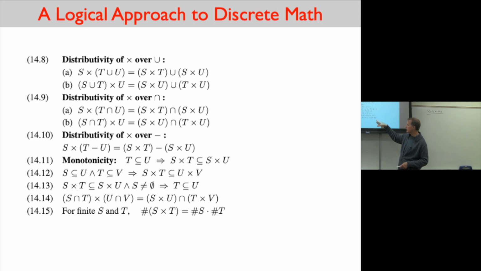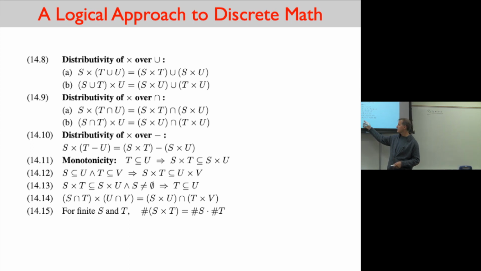Well, all of these are theorems that you could prove. I don't think I'm asking you to prove any in this group, but you can. We can read through them and see that they make sense, right? S cross T is a subset of S cross U, and S is not the empty set. That implies that T is a subset of U. That makes sense, right?